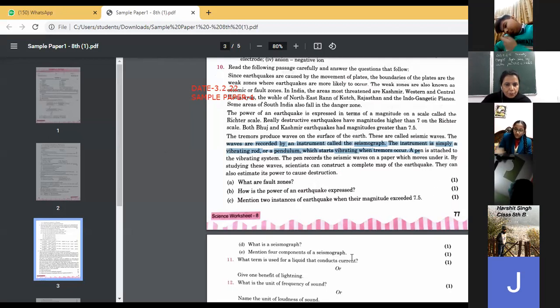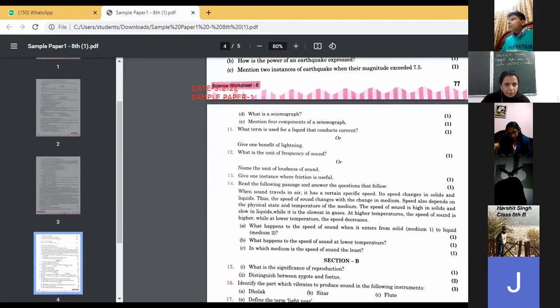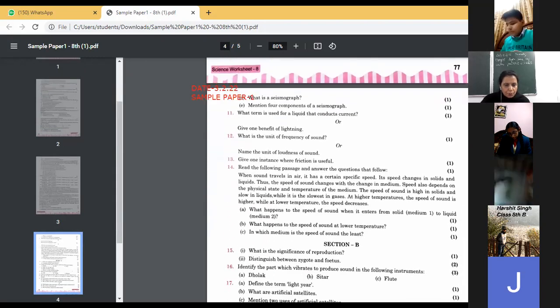You have given the definition of pen, pendulum, and paper. Vibrating system is also there. Pendulum must be attached to something, no? Okay, so these are the points to be kept in mind. So this was your 5 marks question, containing 5 questions carrying 1 mark each.